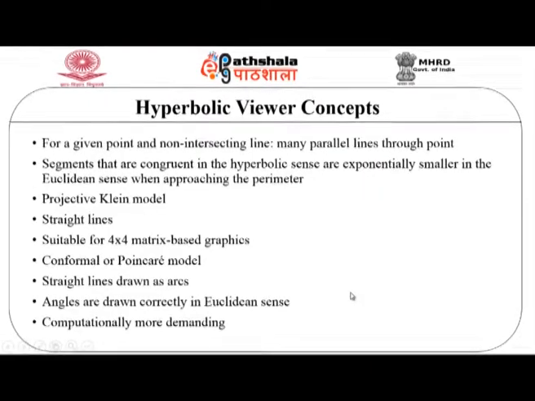Some of the concepts associated with these hyperbolic viewers are: for a given point and a non-intersecting line, there are many parallel lines that pass through this point. Segments that are congruent in the hyperbolic sense are exponentially smaller in the Euclidean sense when we approach the perimeter. They are projective in the Klein model, and they are shown as straight lines, which are suitable for 4x4 matrix based graphics. They are conformal, or they follow the conformal or Poincare model. Straight lines are drawn as arcs in the Poincare model, and the angles are drawn correctly in the Euclidean sense, but they are computationally more demanding.